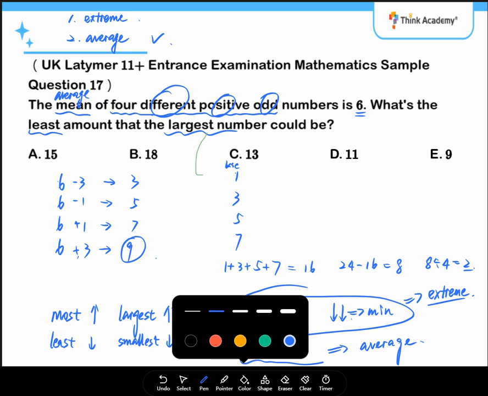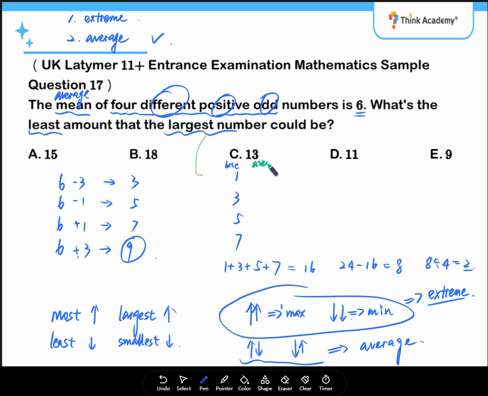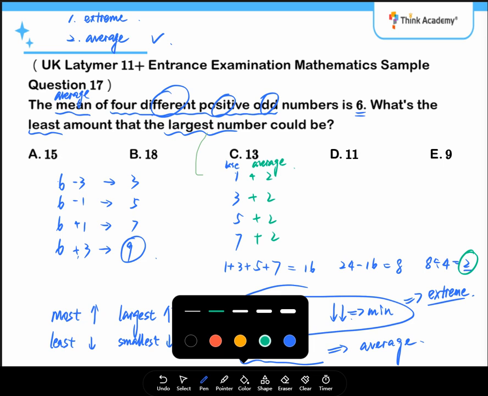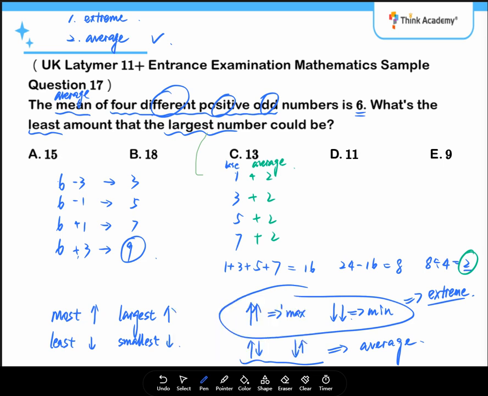So the second part would be the average number. For the average number, each of them can get 2. So that's 2, 2, 2, 2. And because we don't have any remainders, that means no extra numbers. So that's the end. It's still the same: 3, 5, 7, and 9. So with both methods, you can work out the right answer. It should be E9.